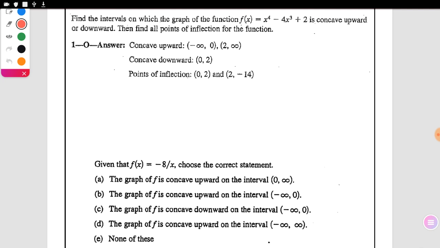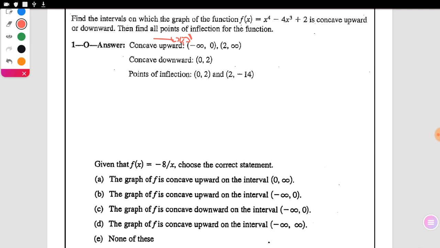Find the intervals in which the graph of the function f of x equal x power 4 minus 4x power 3 plus 2 is concave upward or downward, then find all points. Look here, points. What's the meaning of point? X and y, of inflection for the function.